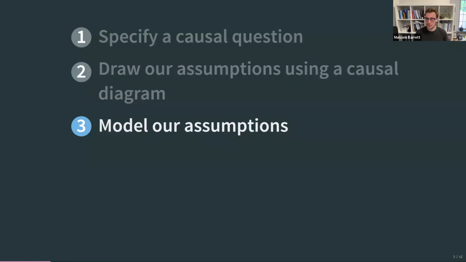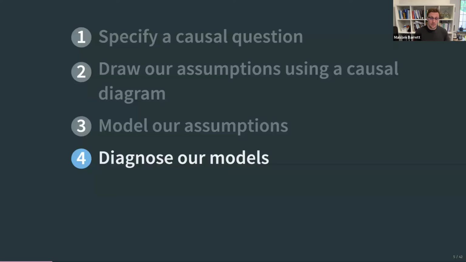We're then going to model our assumptions. There's a million different types of models out there in the world and many ways of applying them in causal inference. We're going to be using one particular model today called an inverse probability weighted model. It's a nice simple model. It's one of my favorites for that reason, but it's one of many types of models that you could use to answer a specific question.